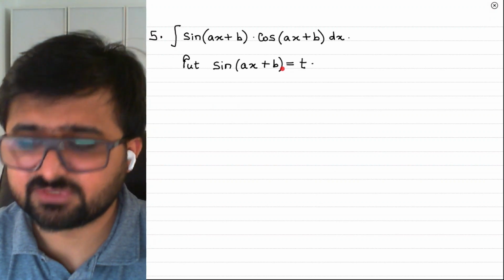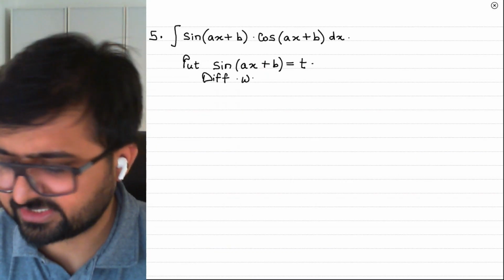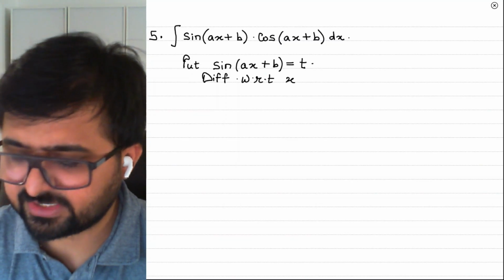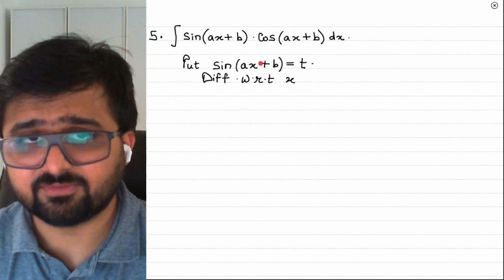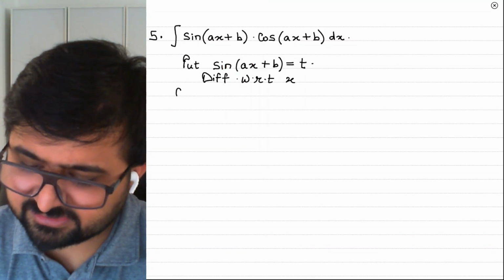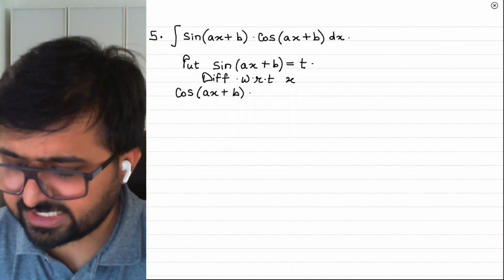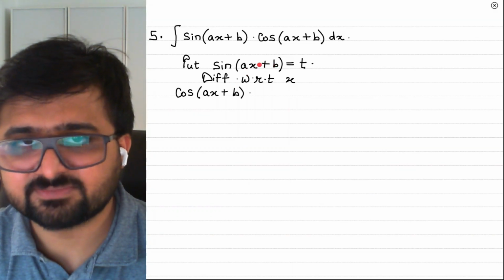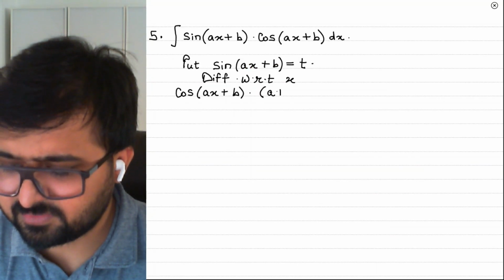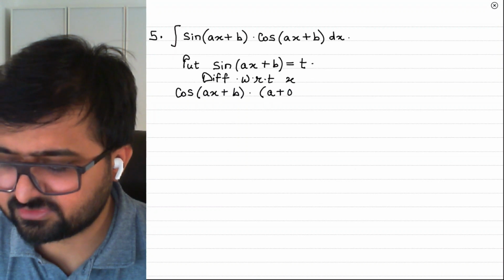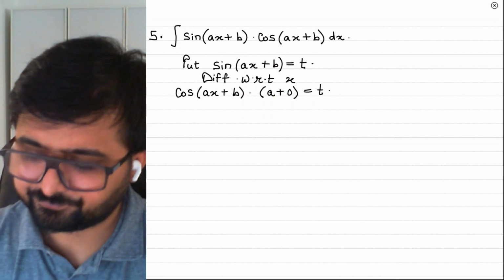Now, if you put sine ax plus b equal to t, let's differentiate with respect to x on both the sides. Remember that you'll have to use chain rule here to differentiate. So the derivative of sine ax plus b is cos ax plus b times the derivative of ax plus b. The derivative of ax is a, plus the derivative of b is 0, is equal to t.